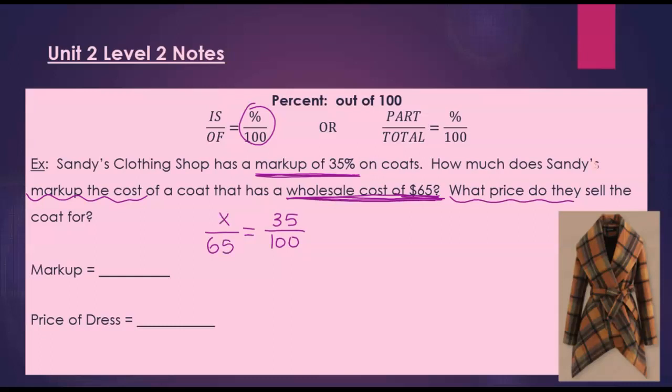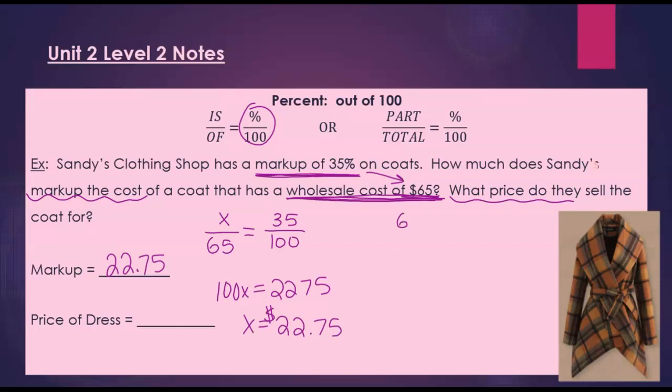Let's cross multiply. 65 times 35 is 2,275, and that's equal to 100 times x. Divide by 100, and we get $22.75. So that is how much 35% is out of $65. That is the markup. That's not what we're selling it for, that's how much she marks it up.